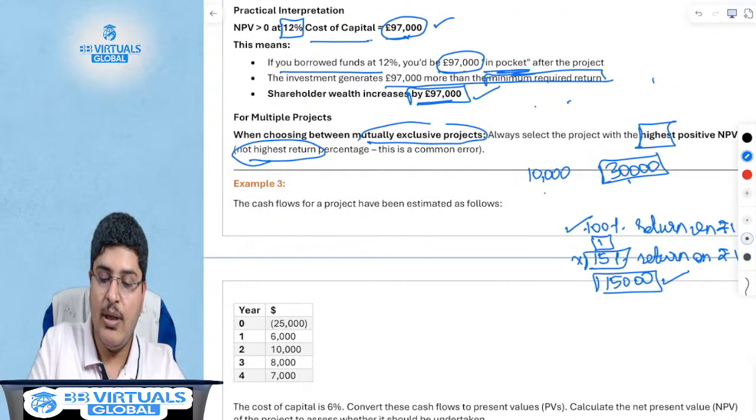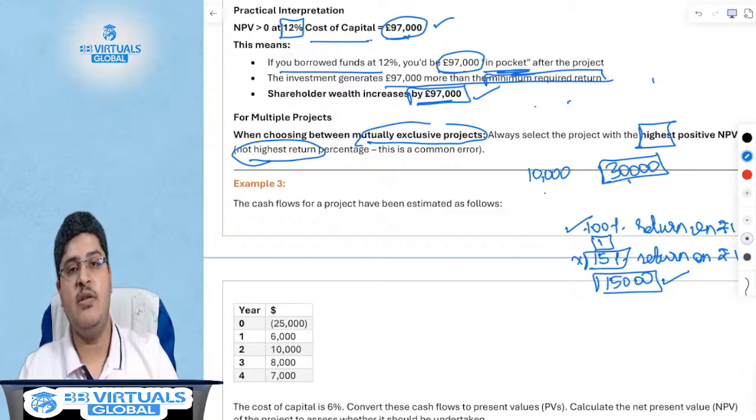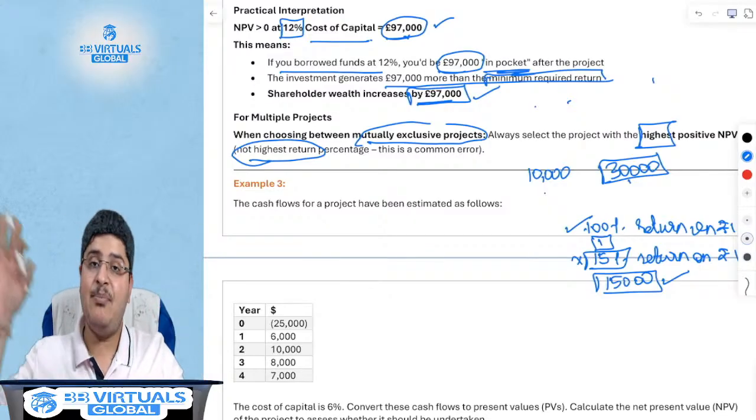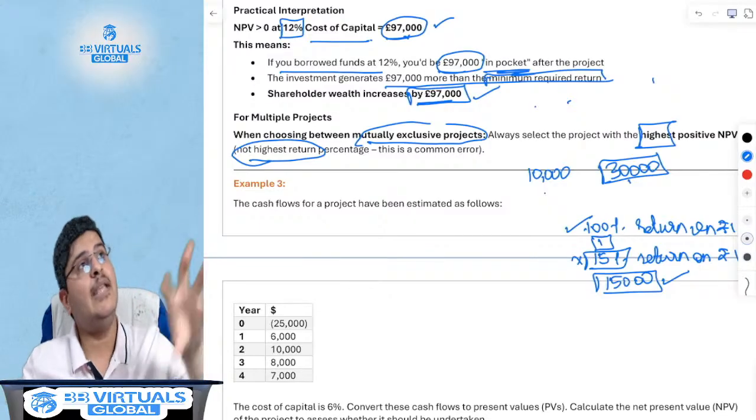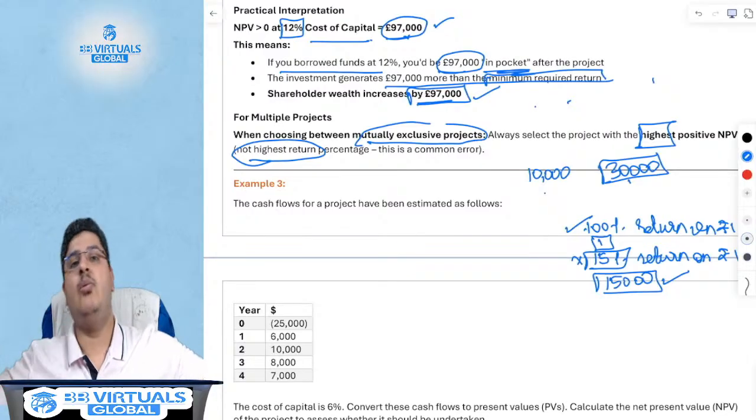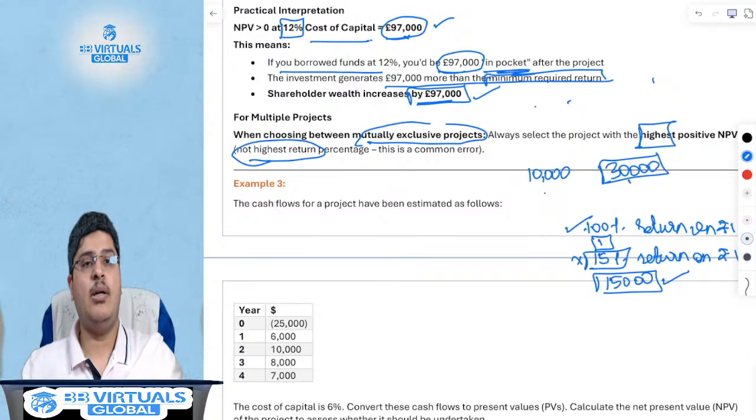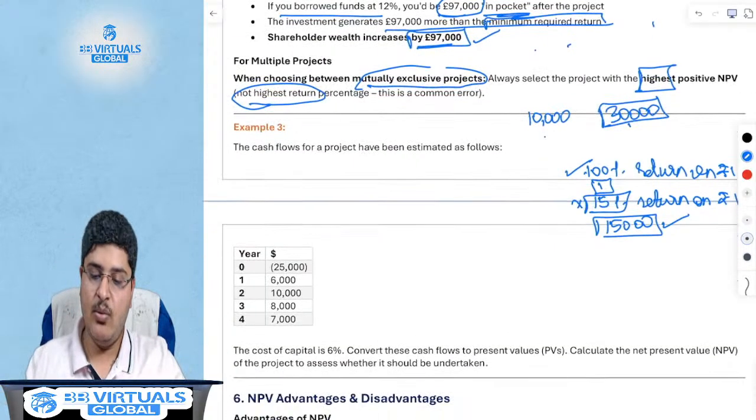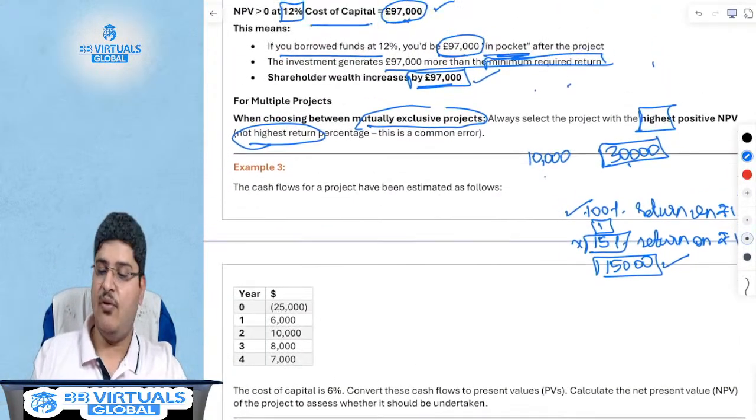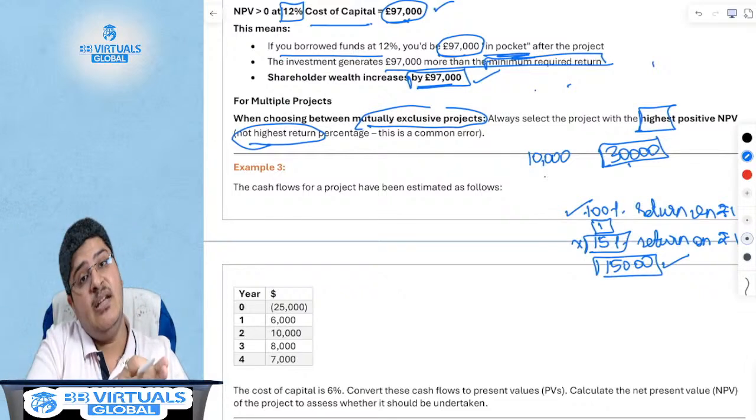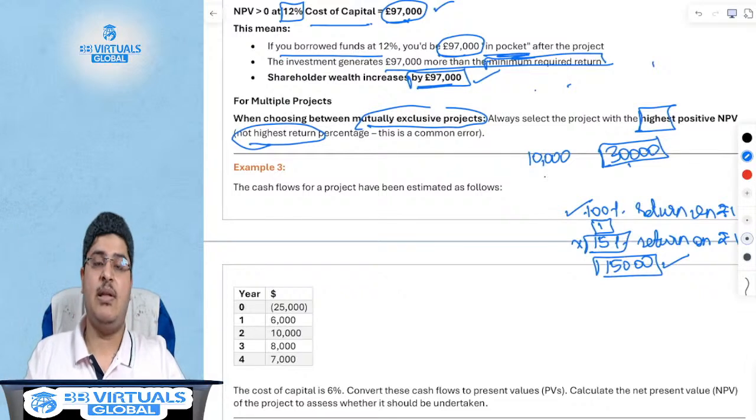If there are mutually exclusive projects, what does mutually exclusive mean? That project A and project B are very different. Either you will undertake project A or you will undertake project B. You will not undertake both. These are two very, very distinct projects, which is, for example, FD and mutual fund. You will either invest in FD or you will invest in mutual fund.